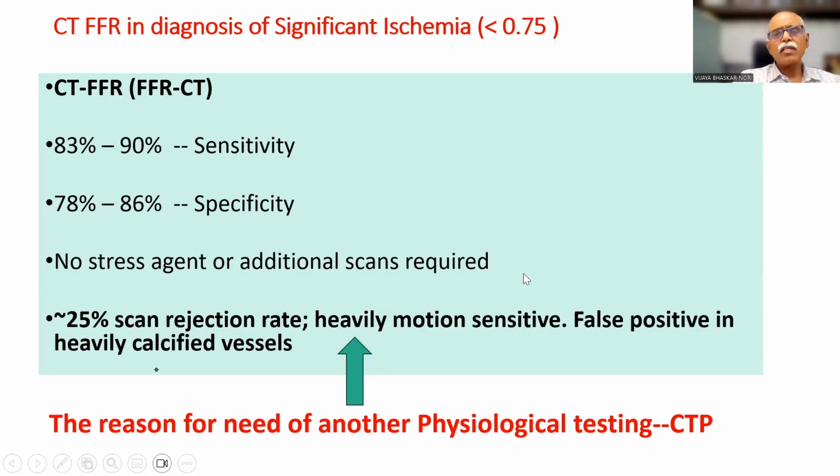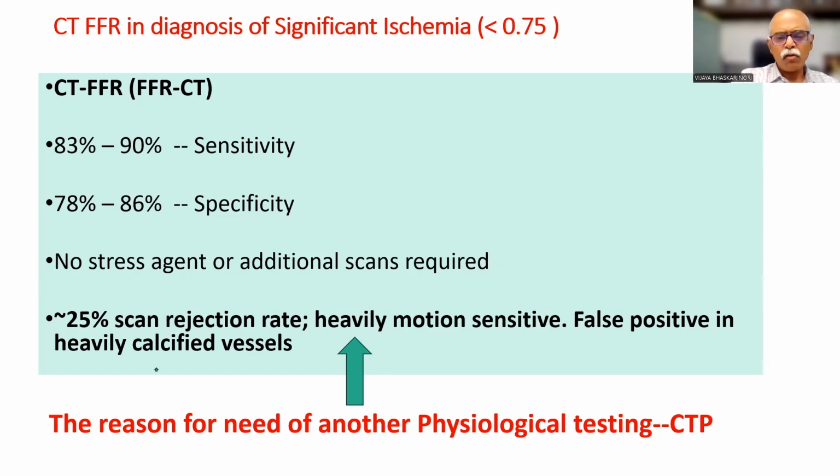But the problem with CTFFR, what I'll show you in my examples also, is there is a 25% scan rejection rate. It is heavily motion sensitive. Garbage in, garbage out. Motion artifacts: you cannot get good CTFFR values. They're false positive values. Similarly, heavily calcified vessels, calcium more than 1000. Actually, HeartFlow says that for any calcium more than 1500, FFR is not a good modality to get the diagnostic values. So, CTFFR is good, but has its limitations in 25% of people.